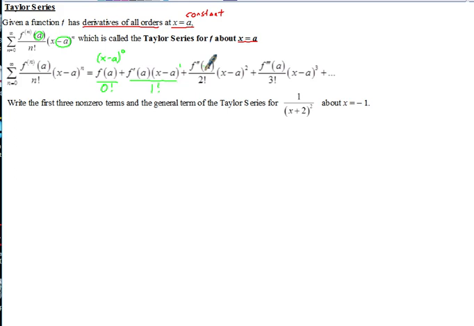It's the second derivative at a, x minus a squared over 2 factorial, so all the same. Then the third derivative at a, x minus a cubed over 3 factorial, and so on. So otherwise, the pattern is just like the Maclaurin series.